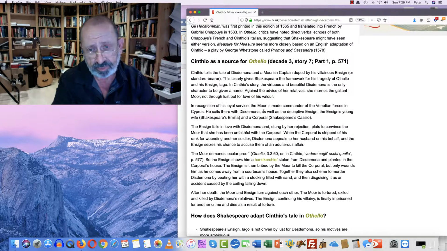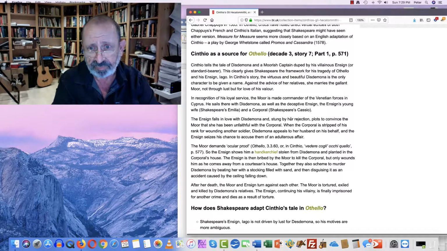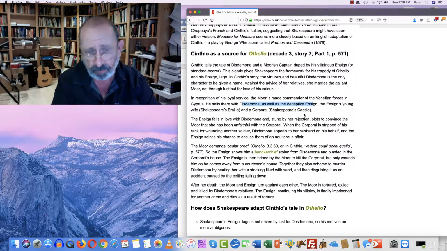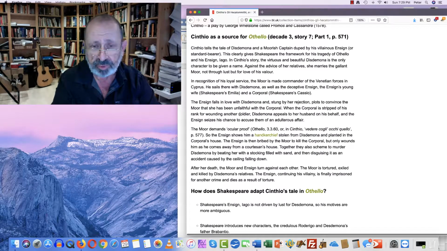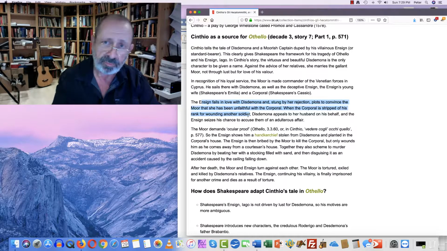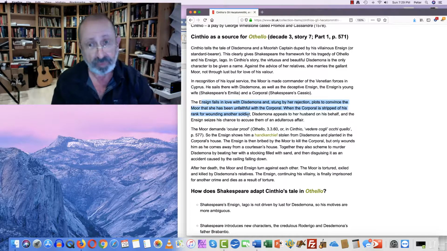We're told here that in Cinthio, the Moor is made a commander of the Venetian forces, and so he goes off to Cyprus with Desdemona and his deceptive ensign, which we know is Iago, and with his wife, in Shakespeare, that's Amelia, and a corporal, in Shakespeare, that's Cassio. Now look at the original story. It's the ensign who falls in love with Desdemona. So in the source text, Iago falls in love with Desdemona, not Othello.